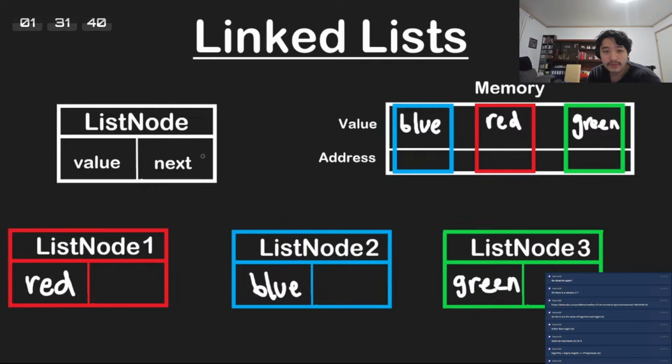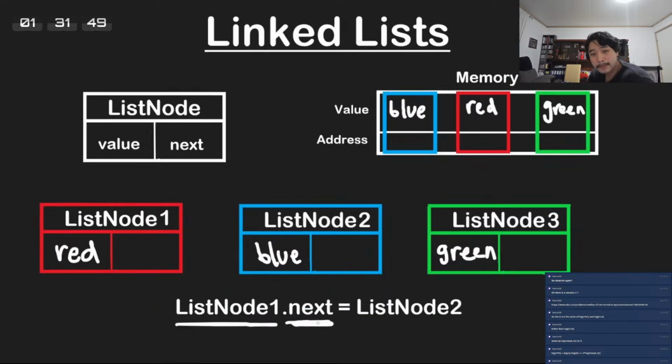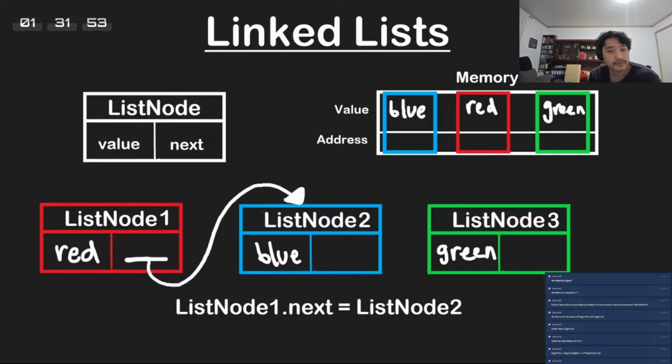Now in most languages, the next pointer is actually a reference to another list node. That's how it's implemented. So in terms of code, this is what we could do. We could set list node 1, assuming that's the name of our variable or object that we created, dot next, the next pointer, to be list node 2. So what that would do is take this pointer and basically tell it that the next node in the list is going to be this node.